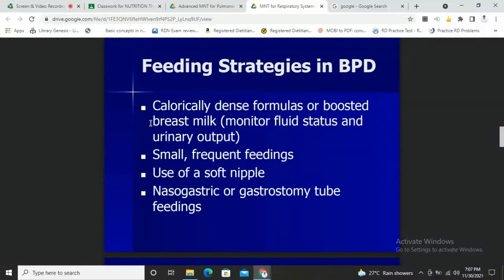This is one of the few times that breast milk can be boosted or altered. Okay, you can add other additives just to increase the caloric and nutritional value of the breast milk. Okay, the doctor might also prescribe a formula other than breast milk, just to help them achieve their increased energy requirements.